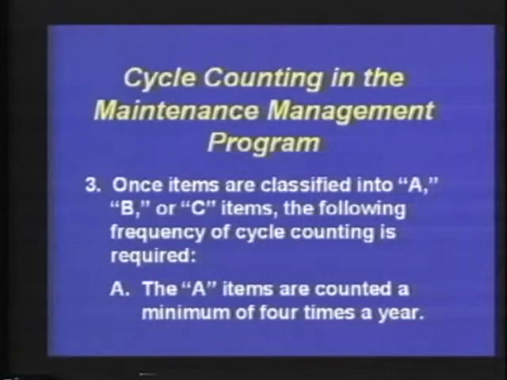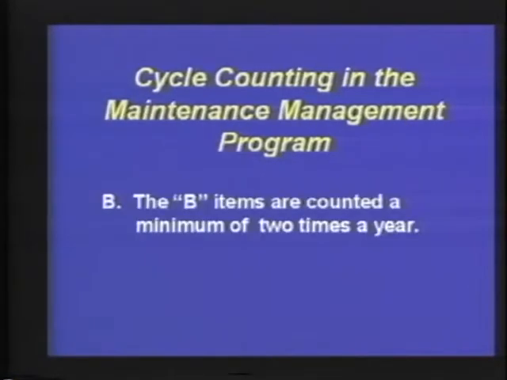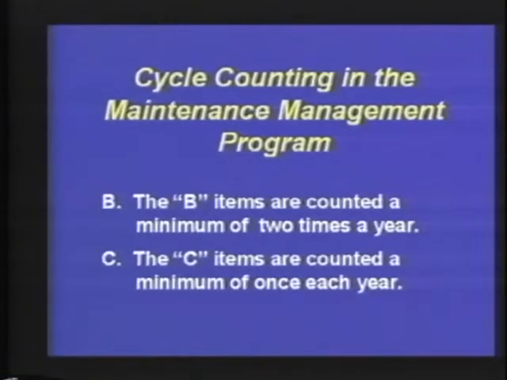And incidentally, these number of counts have been approved by the certified public accounting profession. Now, if you feel that these counts are inadequate, in other words, you feel you would like to count certain items more frequently, all you have to do is to change the frequency code of cycle counting. So the A items must be counted a minimum of four times a year, the B items twice a year, and the C items once a year.